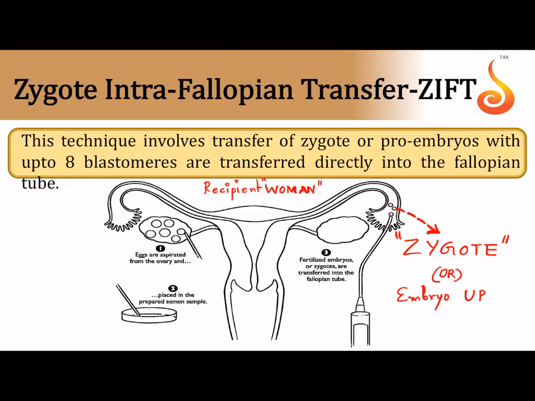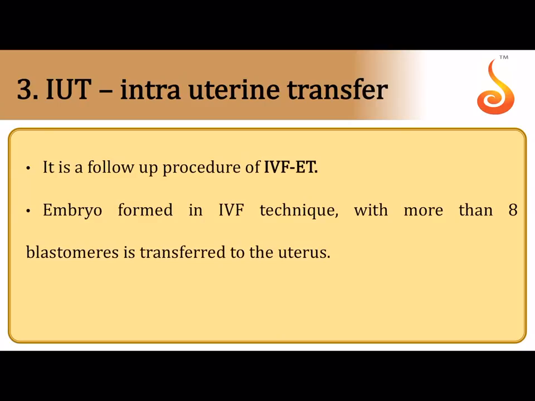How do you know it is an early embryo? Because it has only up to 8 blastomeres. Alright, so this is called zygote intrafallopian transfer. See, it's very simple. If you just dissect the name, you will get the answer. Zygote intra, within, fallopian transfer. But it is not just a zygote, it can also be an early embryo up to 8 blastomeres. Clear?